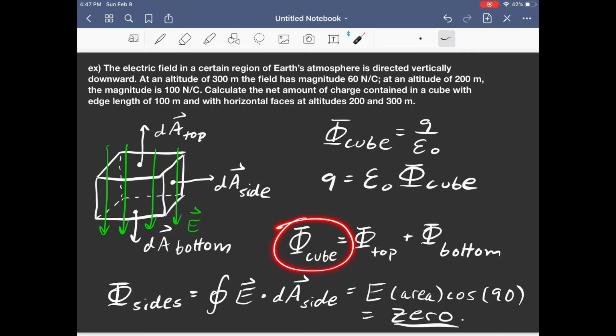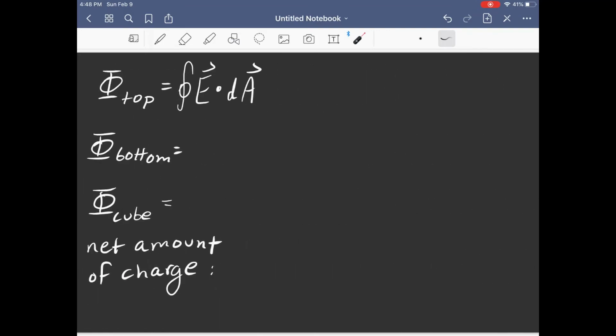All right, so the electric flux going through the cube is just equal to the flux going through the top plus the flux going through the bottom. The reason that we do not need to consider the flux going through the sides of the cube is because our area vector on the side of the cube is perpendicular to the electric field vector. So we have a 90-degree angle between the area vector of the sides of the cube and the electric field, which gives us a cosine of 90 term. Cosine of 90 is 0, so the flux going through the sides vanishes. So we don't have to consider those terms.